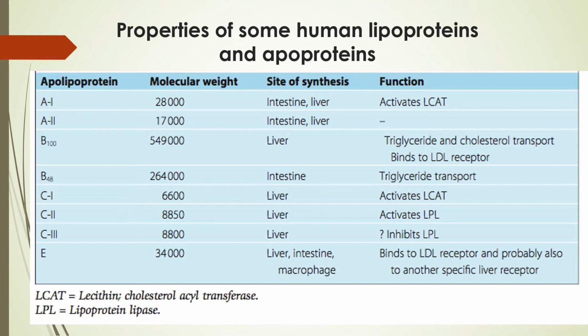The B100, which targets very low density lipoproteins that contain triglycerides and cholesterol to tissues by binding to the low density lipoproteins and serves as a recognition particle for the receptor. And the ApoE or apolipoprotein E, which is responsible for targeting very low density lipoprotein to tissues.